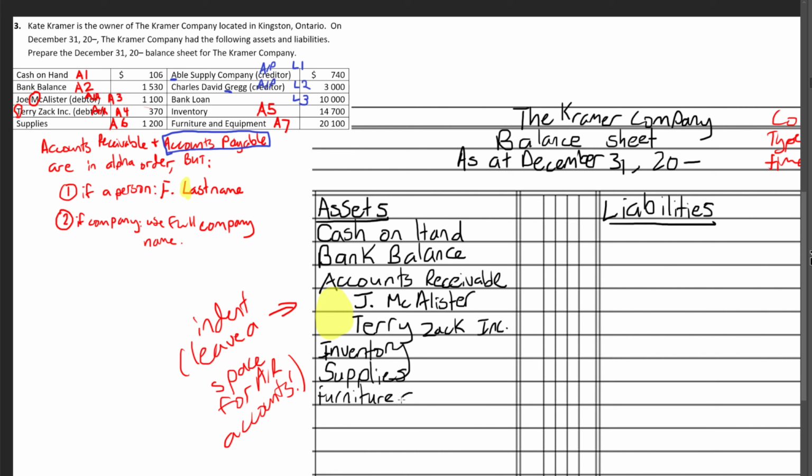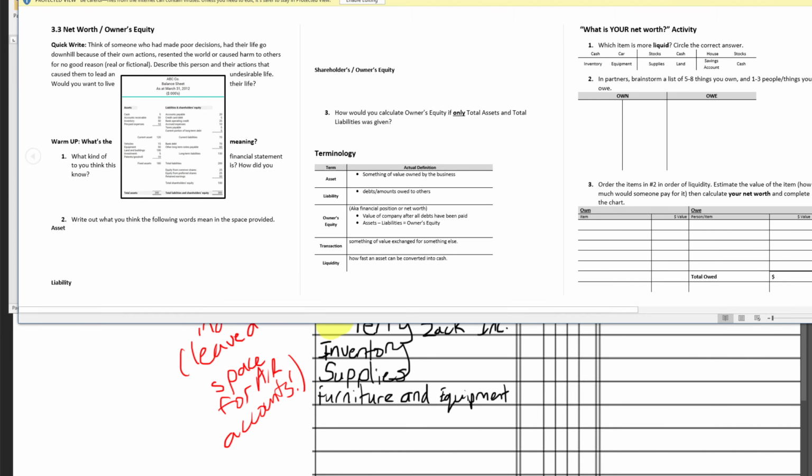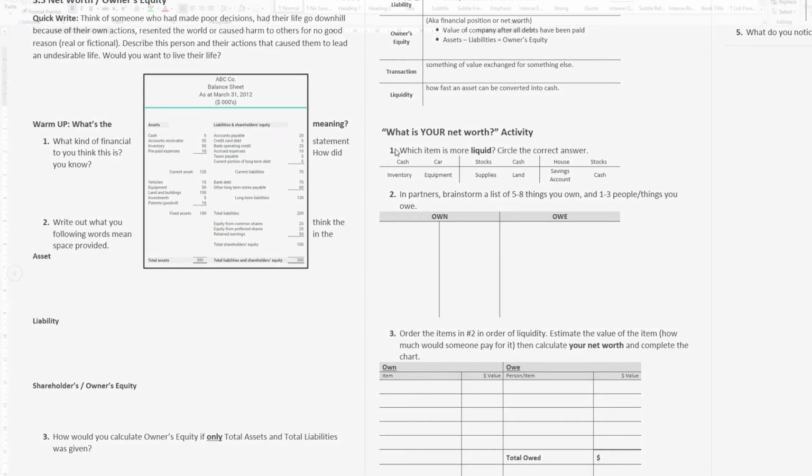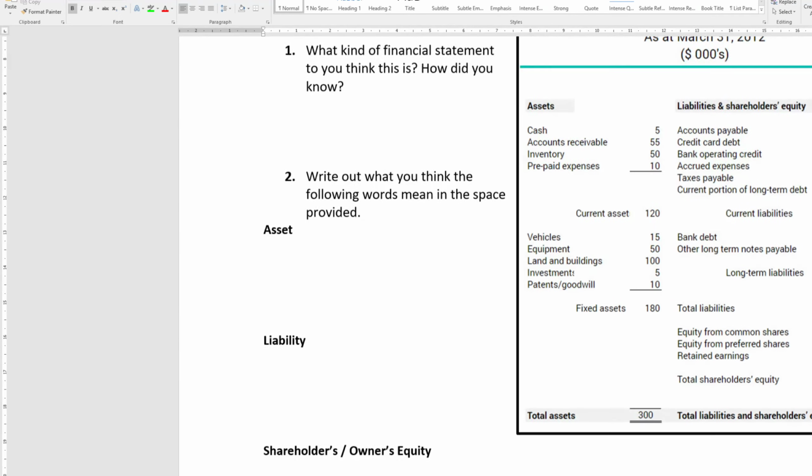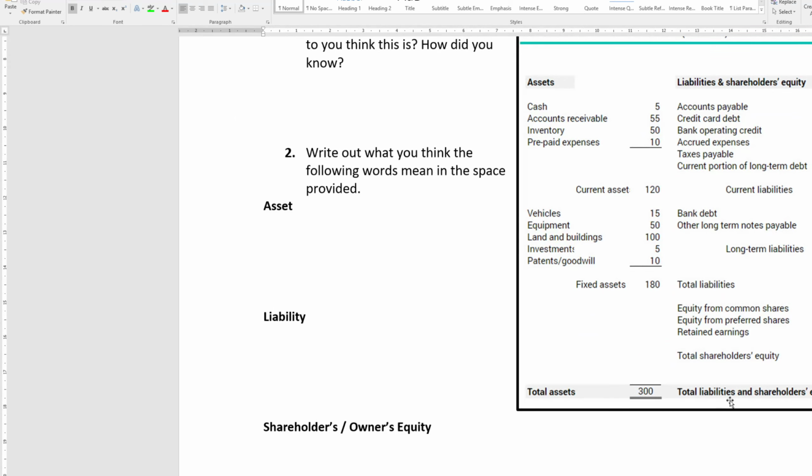Oops, I should write the full and. I almost got lazy there. Furniture and equipment. Okay, now you might think, ooh, let's write total assets right now. You're not going to write total assets yet. And the reason for that is because if you remember at the beginning of the net worth lesson, I had given you a sample balance sheet here. And when you enable editing, all balance sheets, when they're in this particular format, always have total assets on the same line as total liabilities and owner's equity.